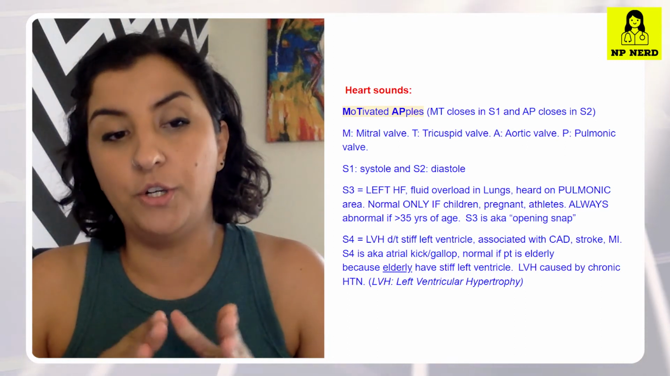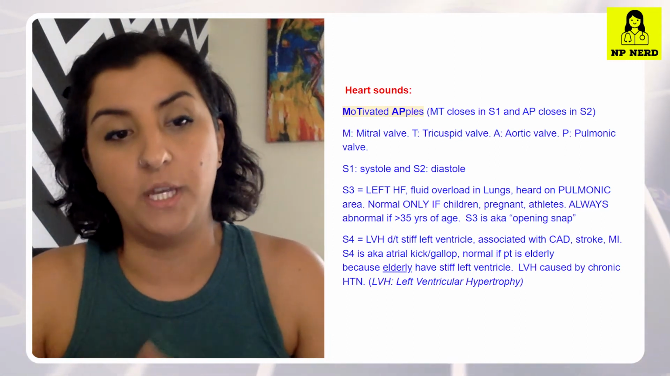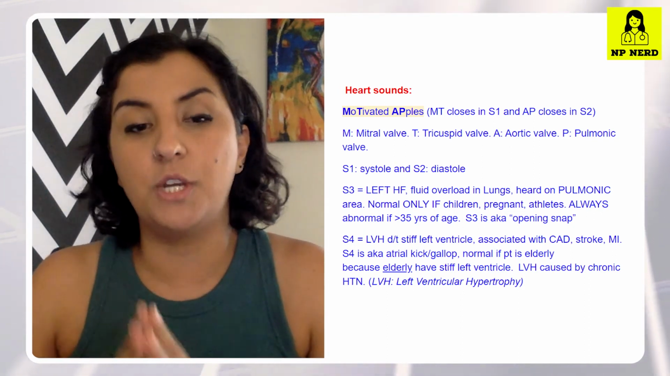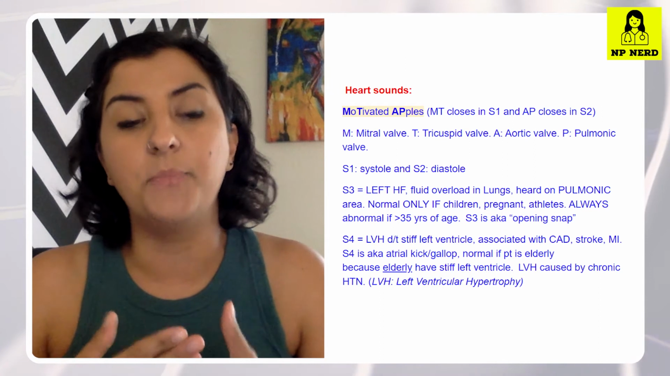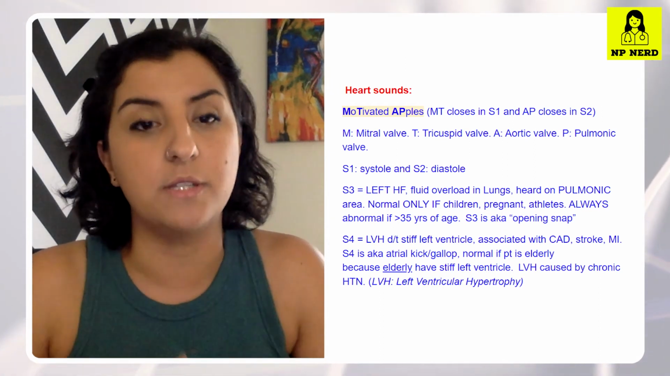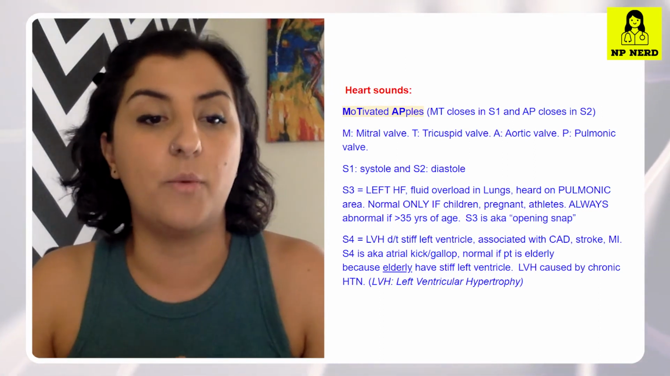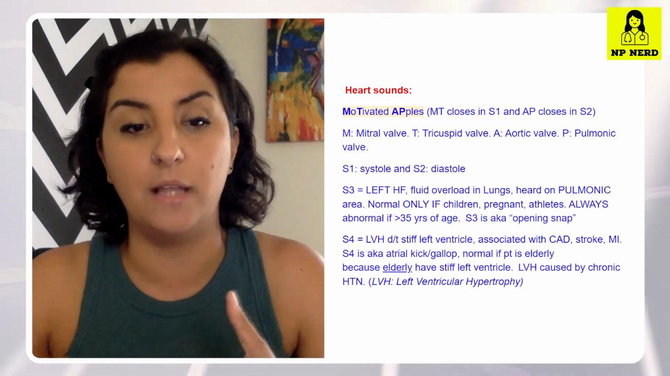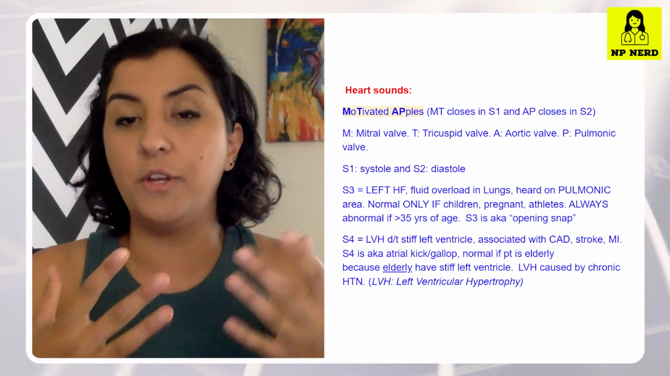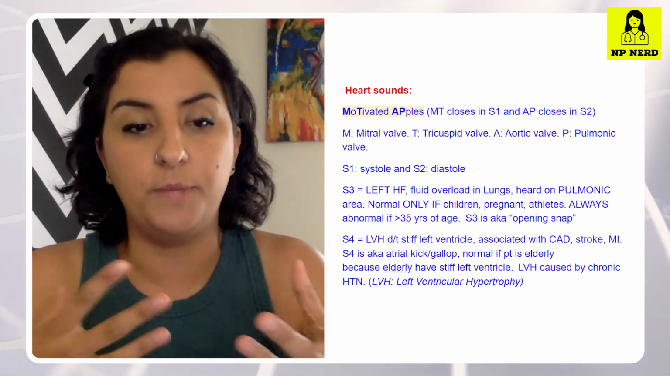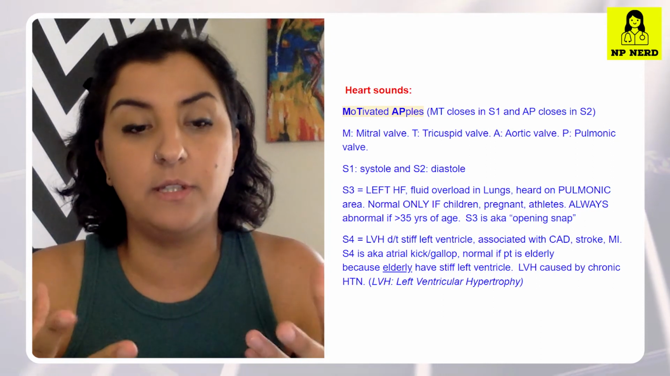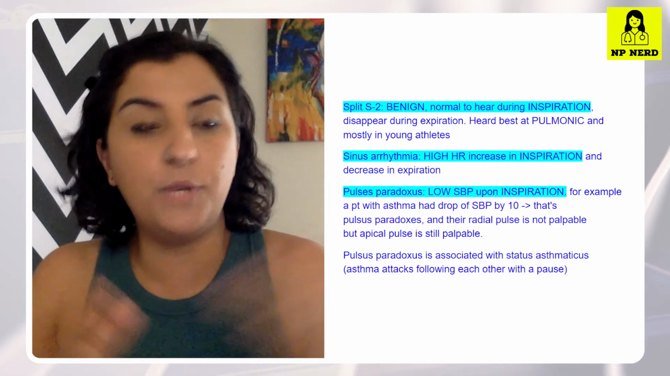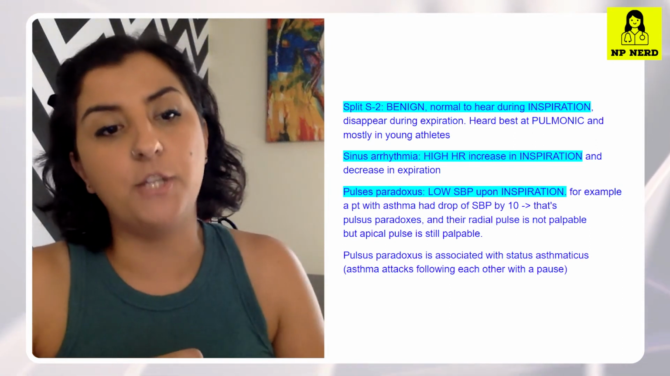It's heard when the patient has left ventricular hypertrophy, because the left ventricle becomes very stiff, and it's mostly associated with CAD, with stroke, with MI. Patients who have S4 are sick patients. They have a lot of comorbidities going on. The other name for S4 is atrial kick or gallop. If the patient is very elderly, then S4 will be normal, because most of the time elderly patients will have stiff left ventricles. And now we're moving on to 3 other sounds that might show up on the test.